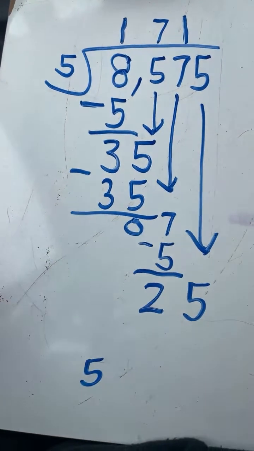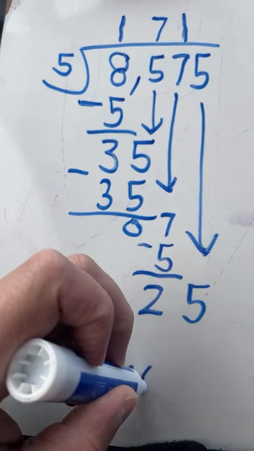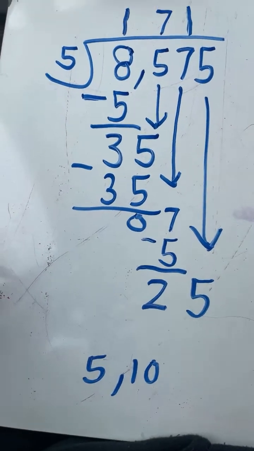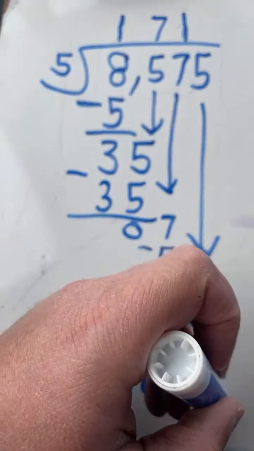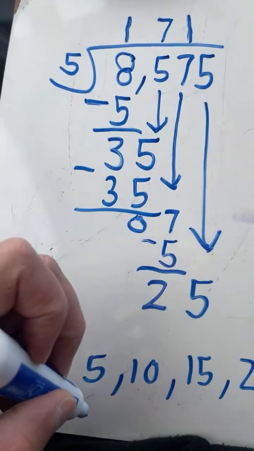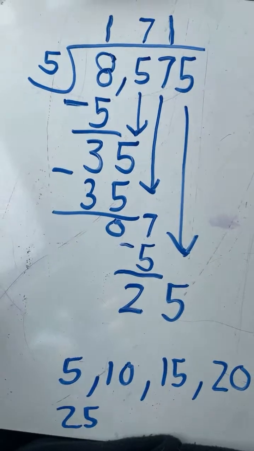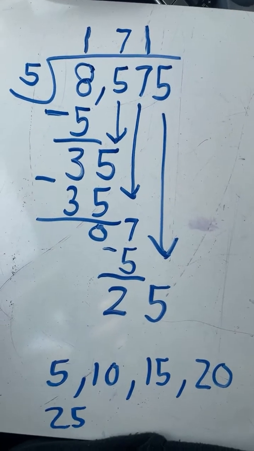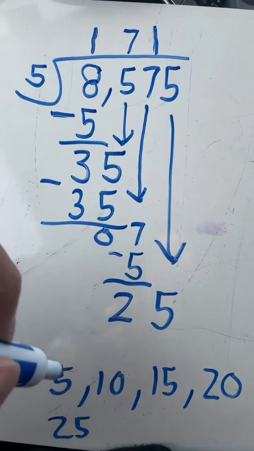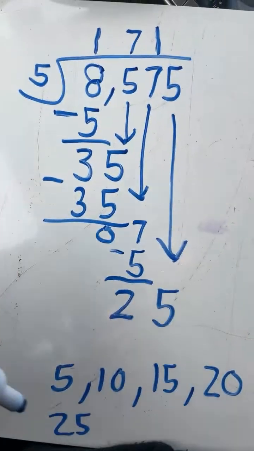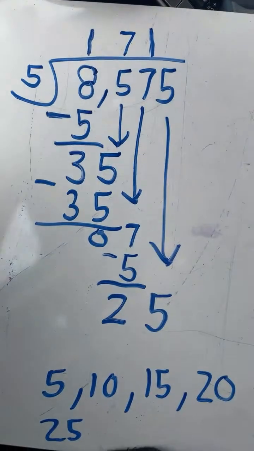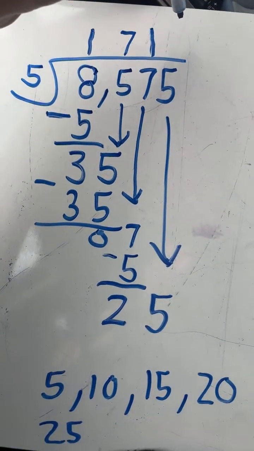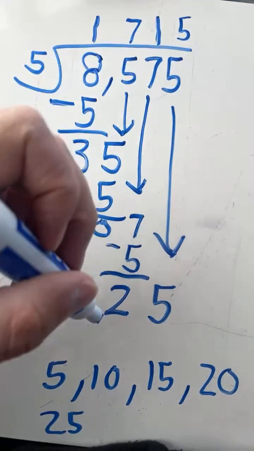Let's count. 5, that's one group. 10, 2 groups of 5. 15, 3 groups of 5. 20, 4 groups of 5. 25, we are at 5 groups of 5. So we got 1, 2, 3, 4, 5 groups of 5 within 25. So 5 goes into 25 5 times.